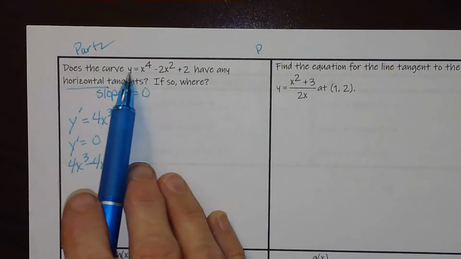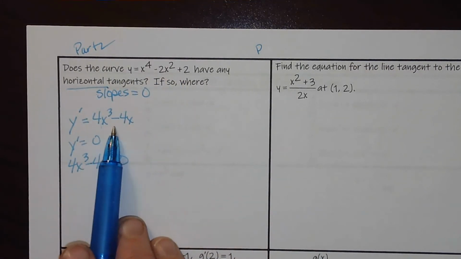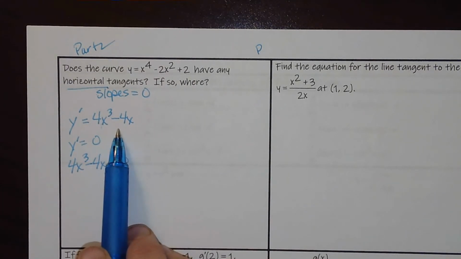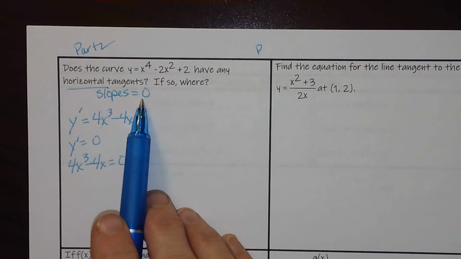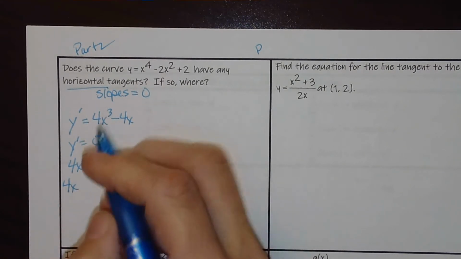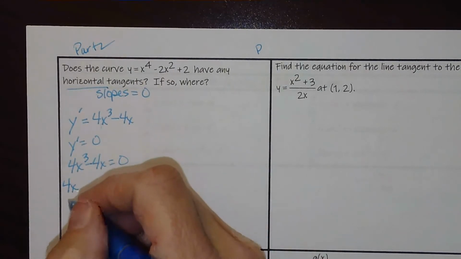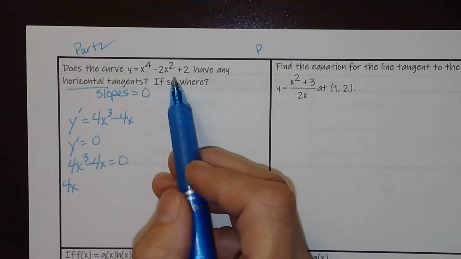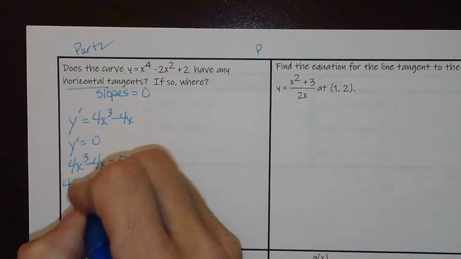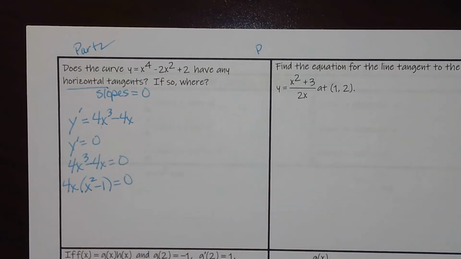So what I've done here is, in order to find where, if any, this function has horizontal tangents, I've got to find the derivative, because the derivative represents the slope, and slope has to equal 0. So I'm setting that equal to 0. To solve this, when I find my values for x, then I will know the x values where this function has horizontal tangents. So 4x times x squared minus 1 equals 0.